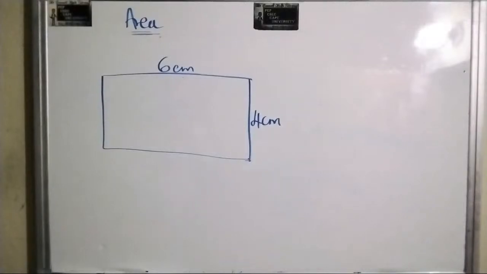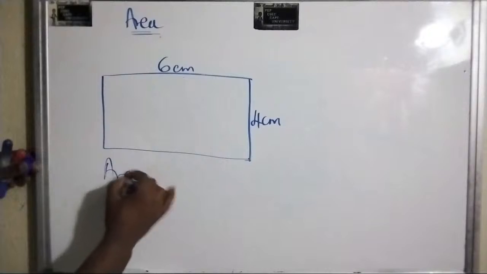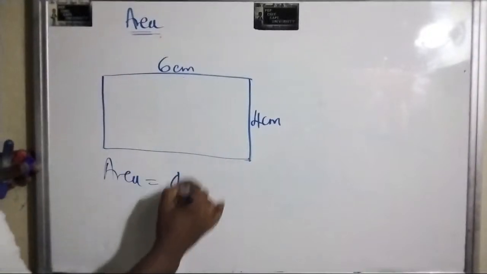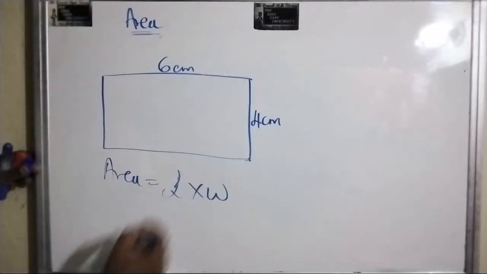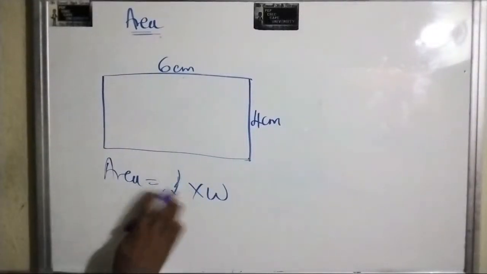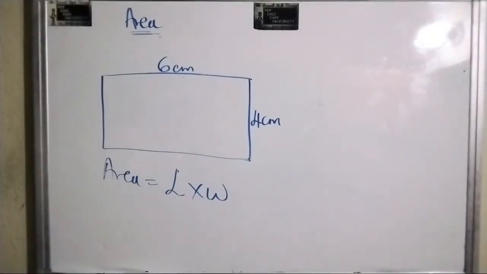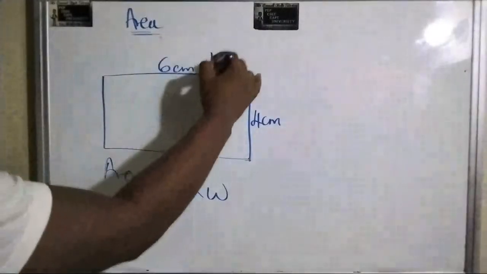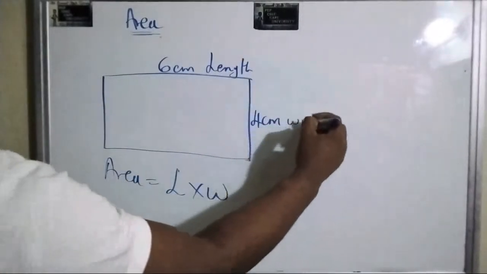Alright, so if the area for a rectangle is length times the width, right? And we had established that earlier, how we get the length times the width. This goes up to CSEC level, PEP, CSEC, and City and Guilds, alright? So pay attention. So this is our length, and this is our width.